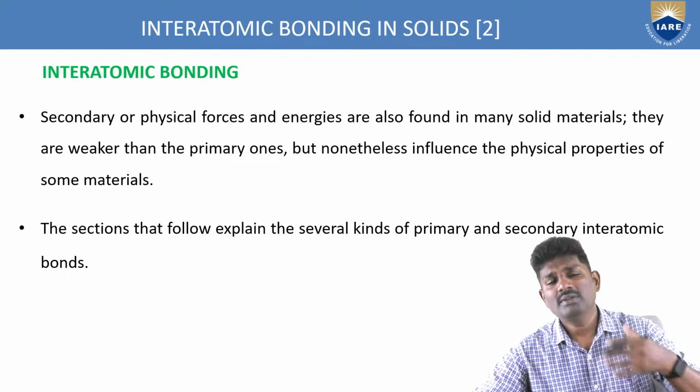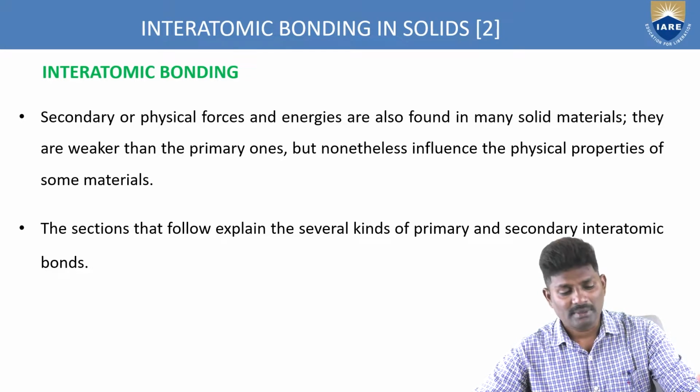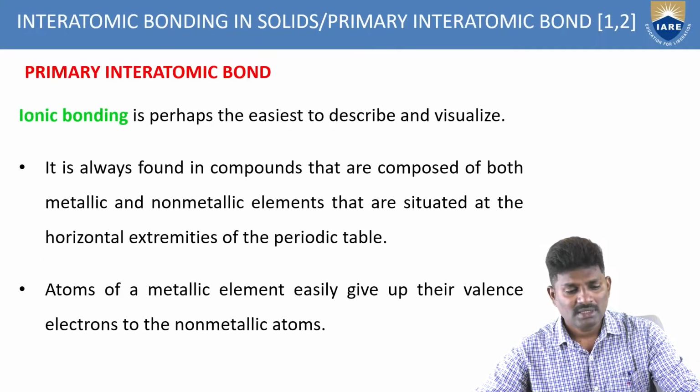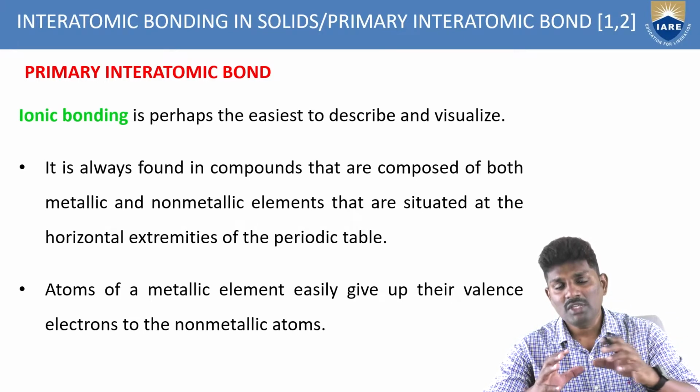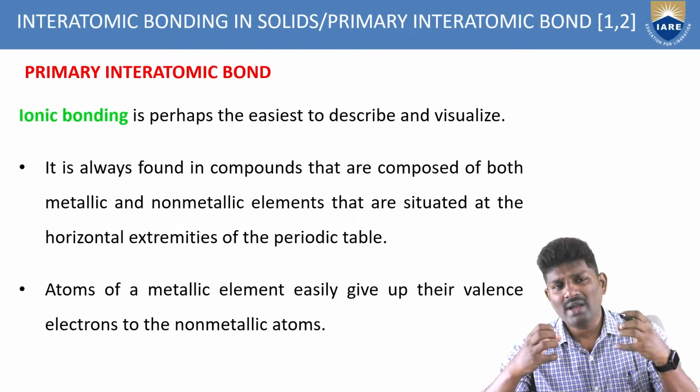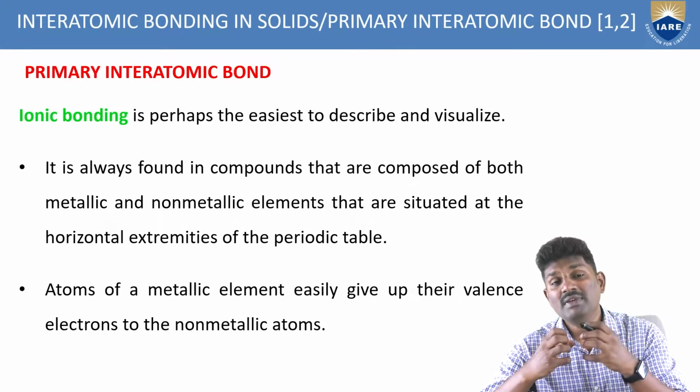And we'll see how the type of bondings will be there for each type of things. The first one in the primary atomic bonding is the ionic bonding. So ionic bonding, what is the meaning of this ionic bonding? There should be a strong attractive force between the atoms.